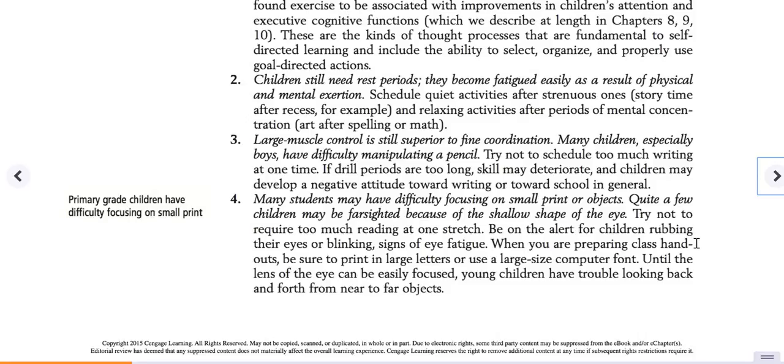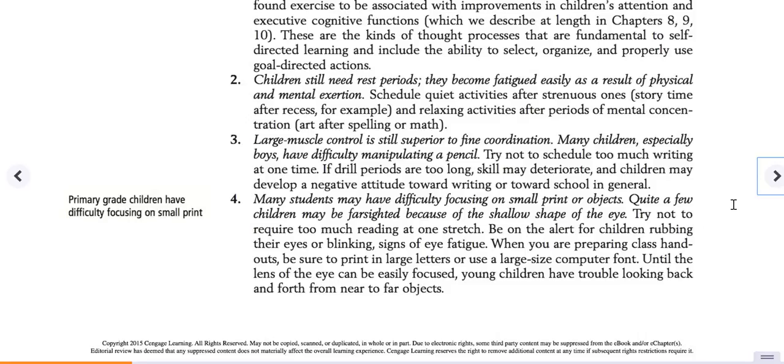Large muscle control is still superior to fine coordination. Many children, especially boys, have difficulty manipulating a pencil. Try not to schedule too much writing at one time. If drill periods are too long, skill may deteriorate, and children may develop a negative attitude toward writing or toward school in general. Many students may have difficulty focusing on small print or objects.